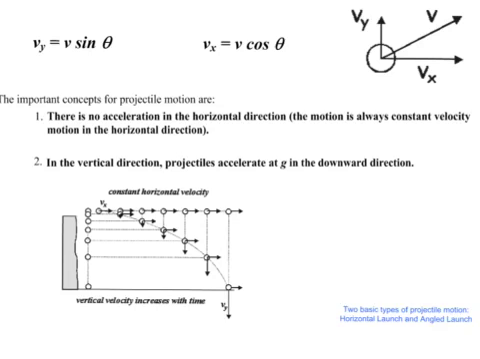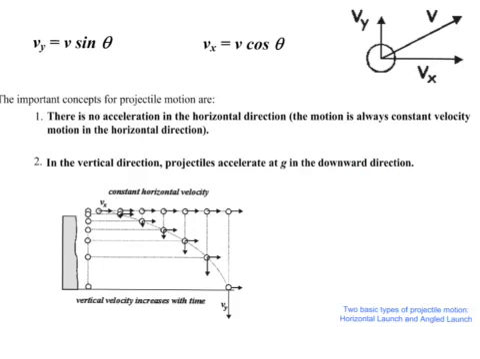So what we're able to do is split the velocity of any projectile into its two components, Vx and Vy. We'll be able to find Vy typically by V sine theta, and Vx typically by V cosine theta. So the important concept for projectile motion is that there's no acceleration in the horizontal direction. That motion is always constant velocity in the horizontal direction. In the vertical direction, projectiles accelerate at g downward.